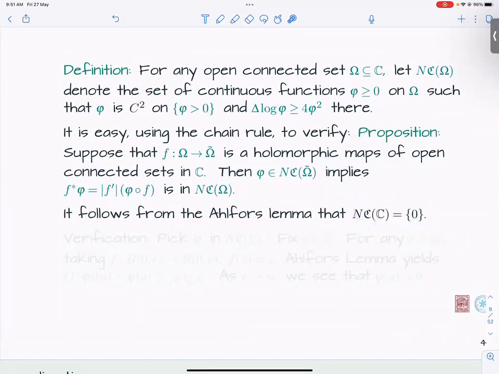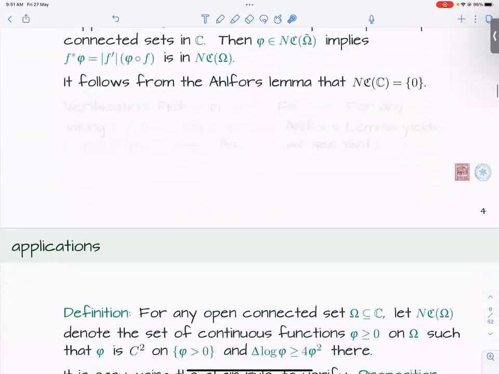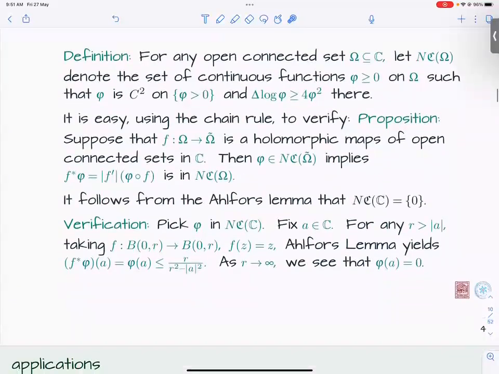There is no metric of negative curvature. There is no metric whose curvature is bounded above by a negative constant on the entire complex plane. And this follows easily from Alpert's lemma. That's the first thing I want you to notice.